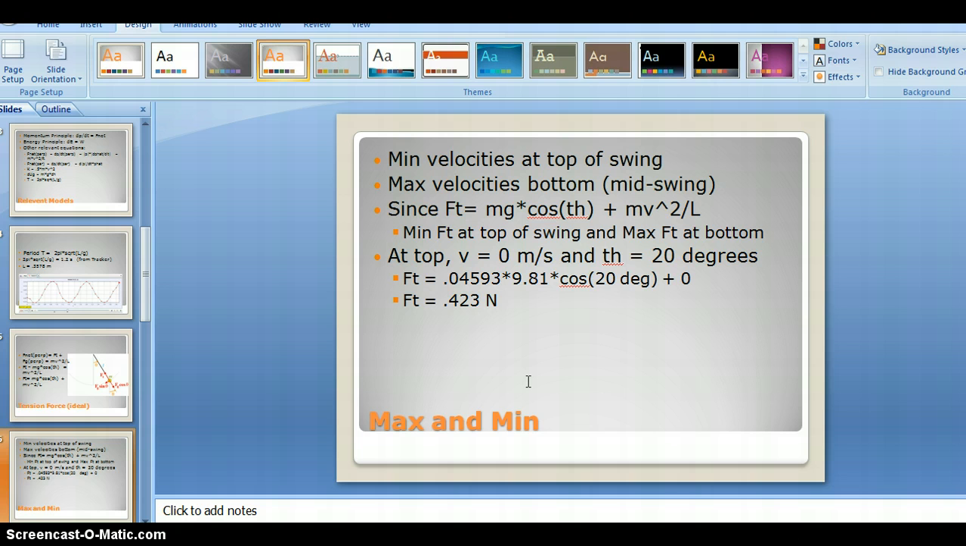Since the force of tension we established to be that equation, there is a minimum force of tension at the top of the swing because velocity is 0, and maximum force at the bottom of the swing when cos theta reaches its max value of 1 and velocity is also greatest. So then at the top I calculated the force due to tension. I plugged in 0 for velocity, and I approximated theta, the angle, to be about 20 degrees, and I got a value of 0.423 newtons.